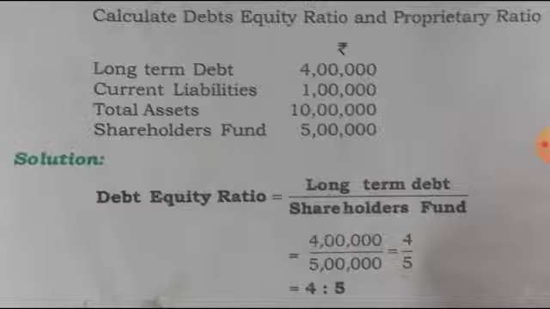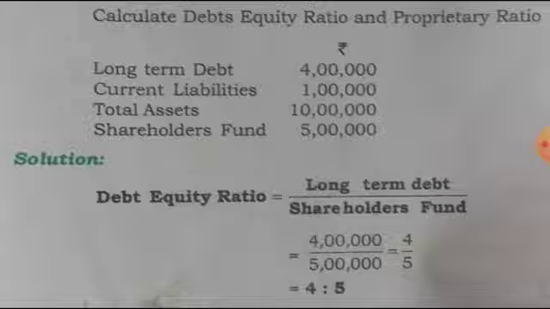Calculate debt equity ratio and proprietary ratio. Long term debt is given as 4 lakhs, current liabilities is 1 lakh, total assets is 10 lakh, and shareholders' funds is 5 lakhs. Here, the long term debt are the borrowings by the company with a maturity term exceeding 12 months from the reporting date. The various ways of raising funds of long term debt include bonds, debentures, term loans from banks, and others.